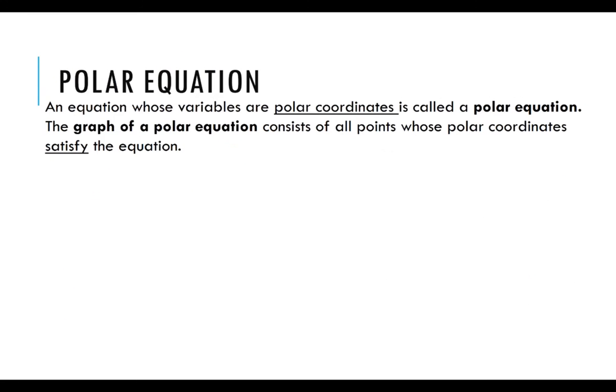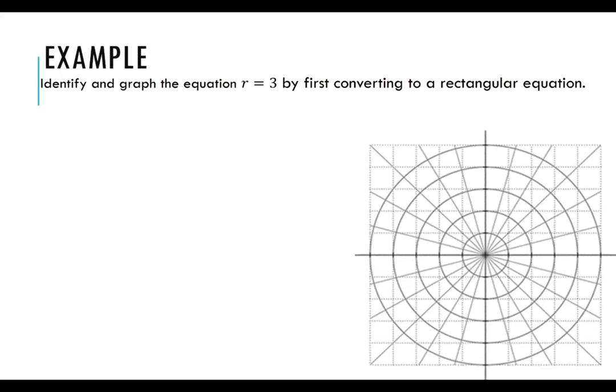An equation whose variables are polar coordinates is called a polar equation. And the graph of a polar equation consists of all points whose polar coordinates satisfy that equation. And so we learned last week that we can convert these to rectangular coordinates if we so desire. And so that's actually how we're going to start this. First, we want to identify and graph the equation r equals 3, but before we do, we're going to do all that by converting it to a rectangular equation.